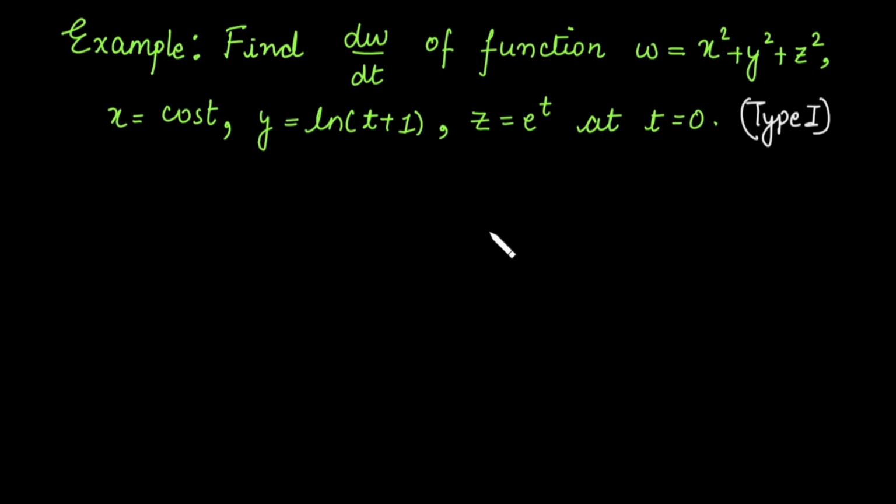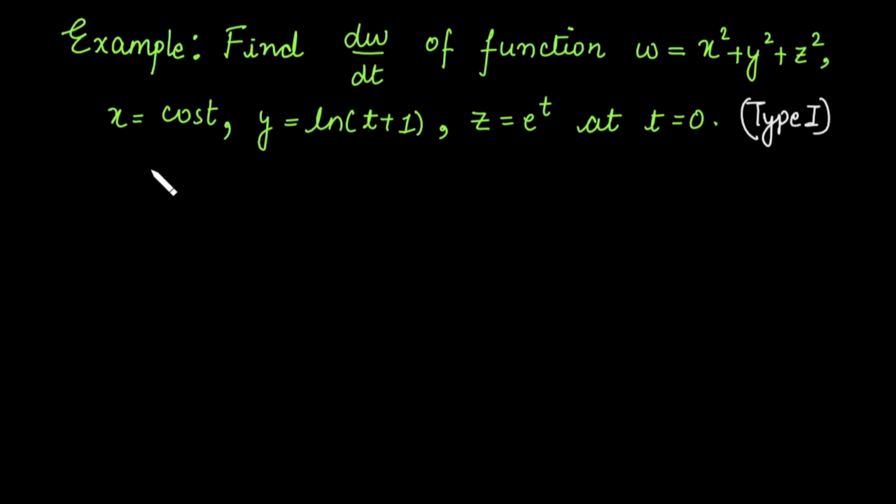Here we have taken the first example, that we need to find the derivative of w with respect to t, and this w is depending upon x, y and z. Further, x is equal to cos t, y is equal to log of t plus 1 and z is equal to e raised to power t. It means x, y, z are depending upon t.